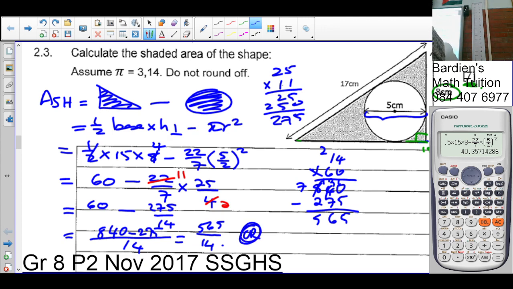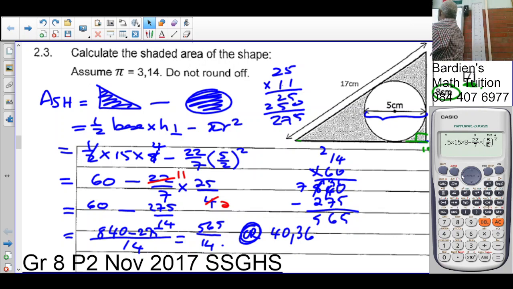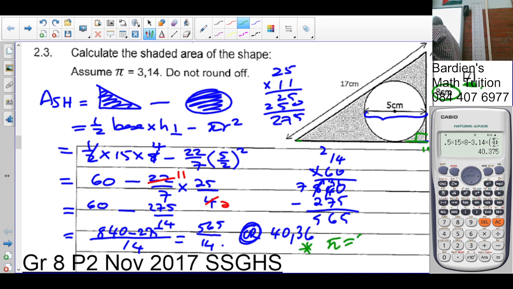Okay. If you convert it to decimal, for those of you using a calculator, we would have gotten 40,336. But remember the question said that the learner could use pi to be 3,14. So if we had to replace that with 3.14, you see the answer would have been 40,375. Can you see how close it is? So with pi at 3,14, it was 40,38 centimeters squared. Can you see how close these answers are?